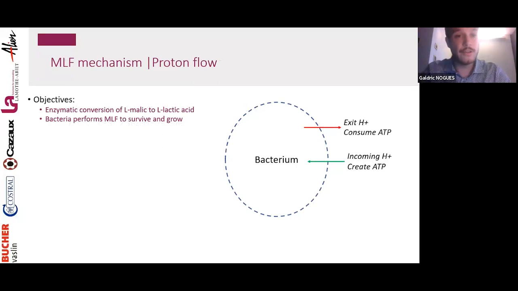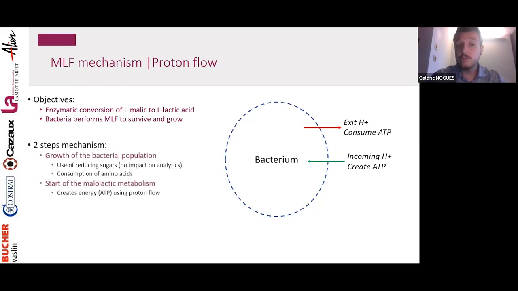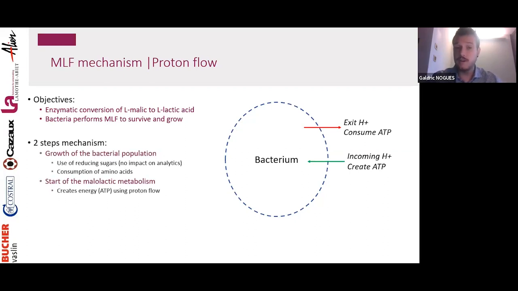So just to go back to the beginning, the MaloLactic fermentation mechanisms all rely on the proton flow. What we mean by a proton flow is that there is an exchange of protons, H+, that goes in and out of the cell. This proton flow produces ATP and also helps the bacteria consume ATP. So if you produce and consume ATP at the same time, the balance is zero. The bacteria cannot develop itself, cannot increase its population, and cannot start a good MaloLactic fermentation. That's why the bacteria actually performs MaloLactic to survive and to grow.